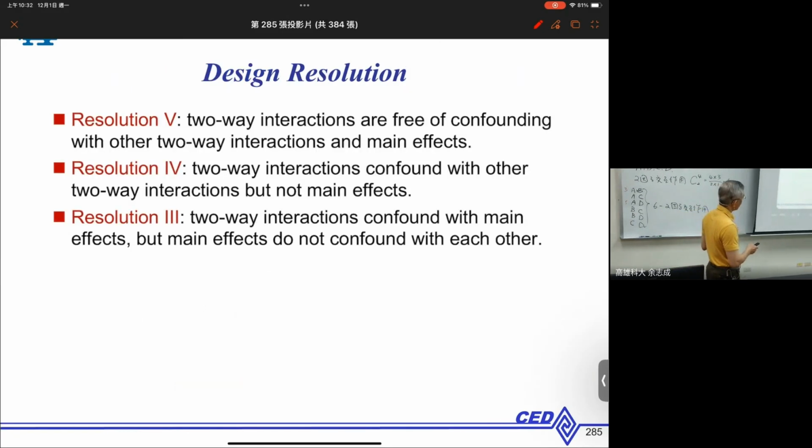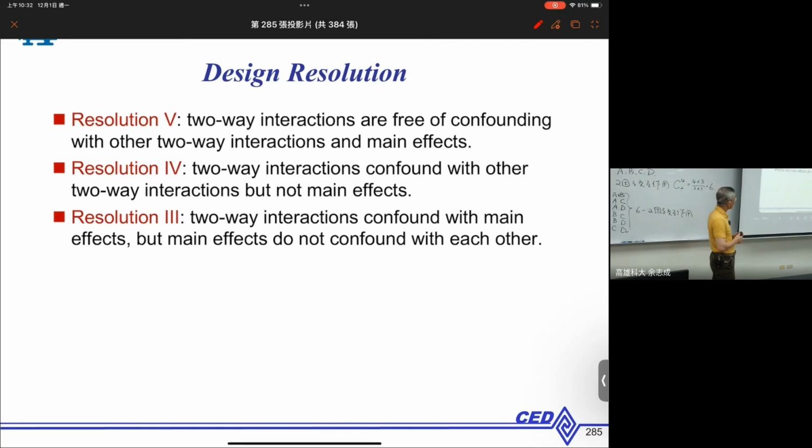We show 2 examples. Design resolution 3: two-way interaction confounded with main effect, but main effects are independent. Main effects didn't confound with each other. We call this resolution 3. And the resolution 4: two-way interactions confounded with each other, but main effects don't confound with any other two-way interaction. This will be resolution 4.